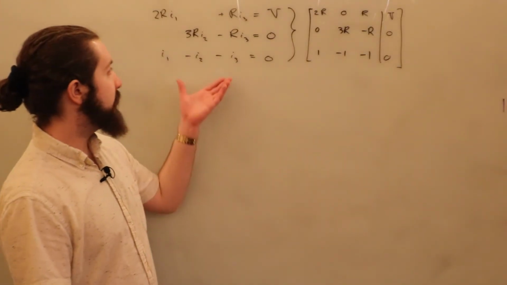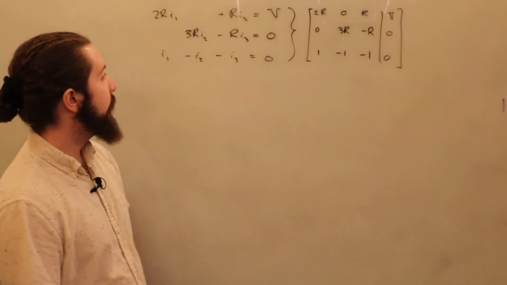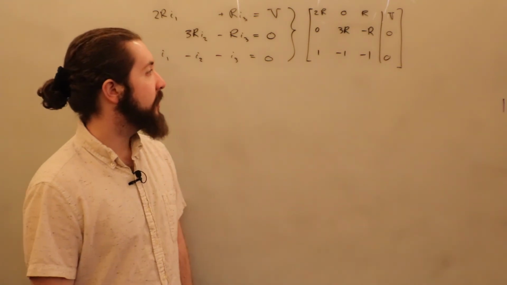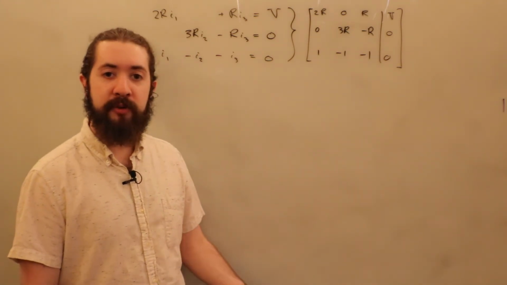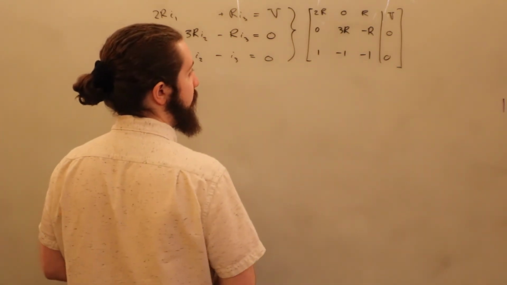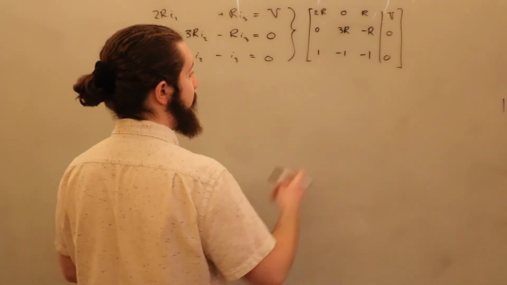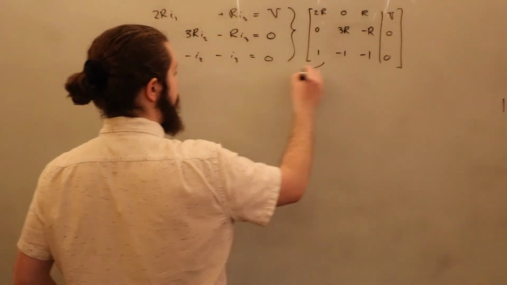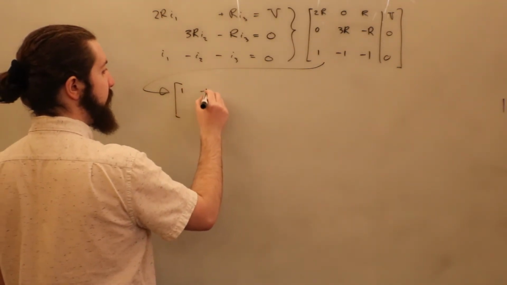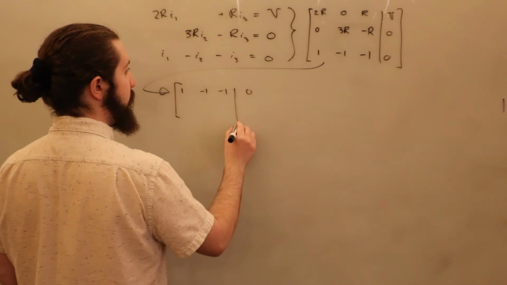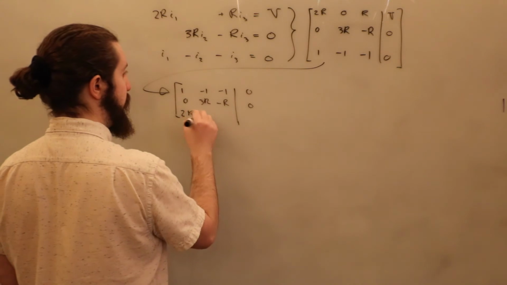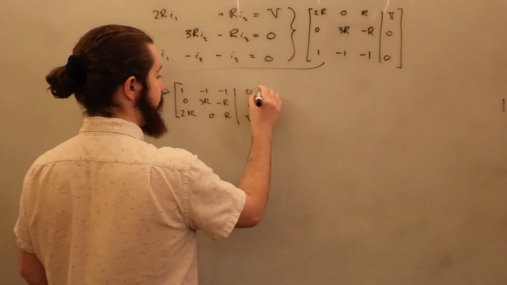Okay, so now I've written our system of linear equations up here, and you can see the coefficients that go into the augmented matrix. And now we just row reduce and put it into row echelon form. So what should we do first? Let's switch row 3 and row 1 first. So let's start over here. Switch those two. We'll have 1, negative 1, negative 1, 0. 0, 3R, negative R, 0, and 2R, 0, R, V.